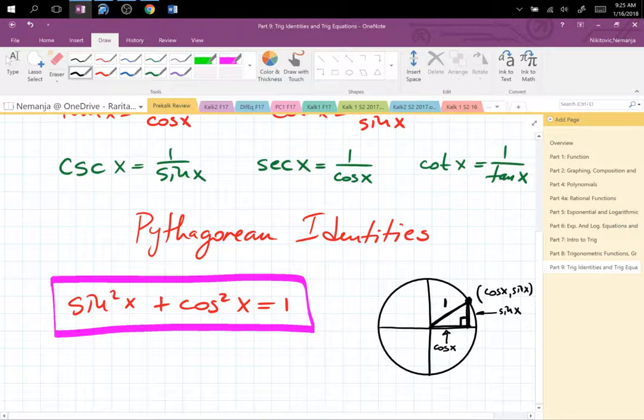If you have a squared plus b squared equals c squared, you can definitely see that it's sine squared plus cosine squared equals 1 just by looking at that. So you can see from the relationship from the basic unit circle that what we have as a Pythagorean identity is true.